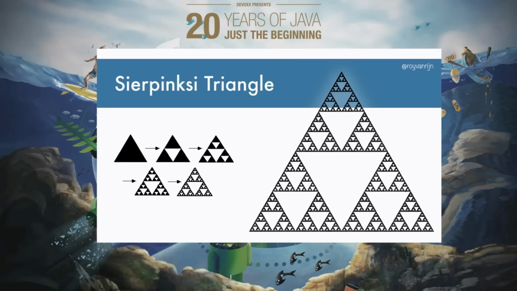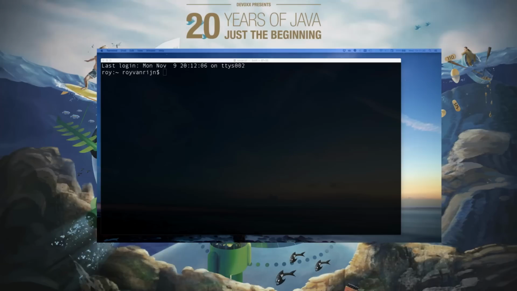Let's do some live coding. This is actually what I want to make in 15 minutes. It's a fractal, and it's called the Sierpinski triangle. What you do is you make a triangle, then you create 3 triangles out of the first triangle, and then you go deeper. So let's stop the slides.